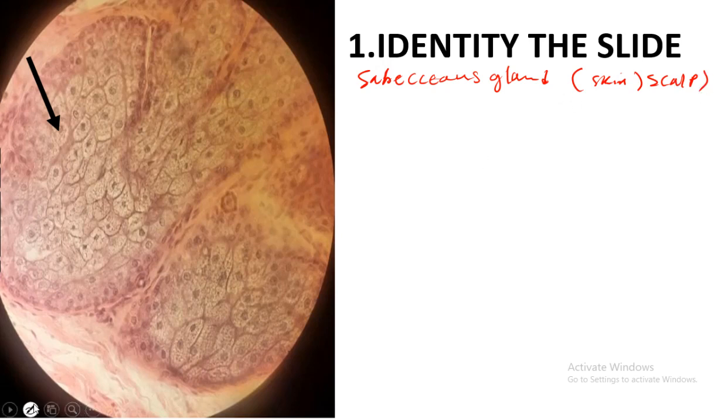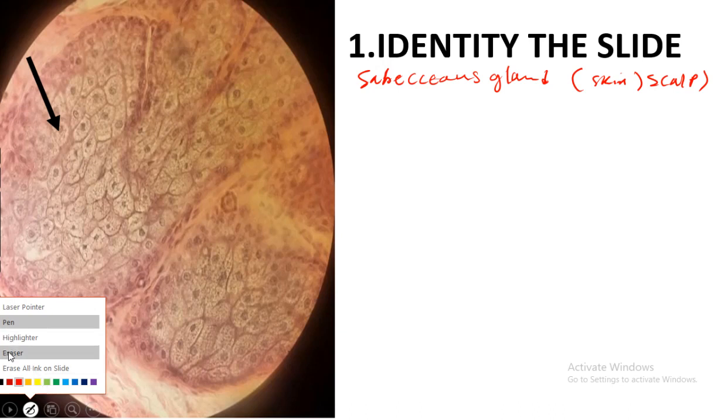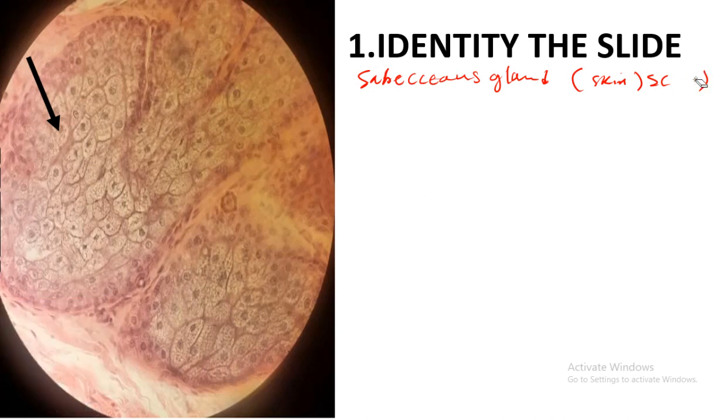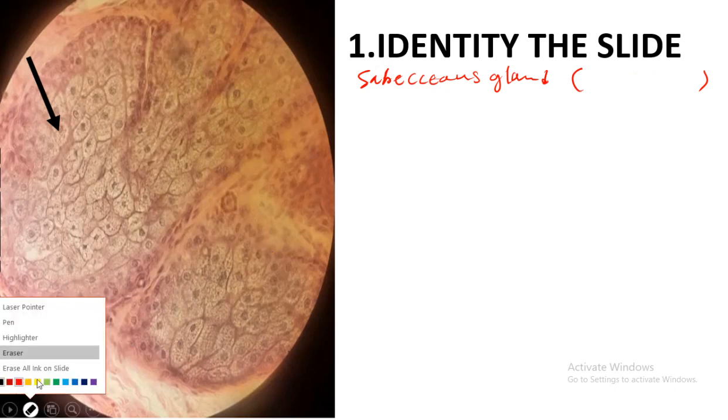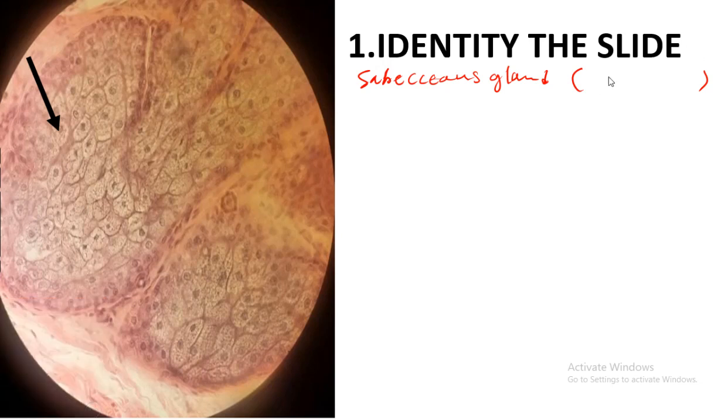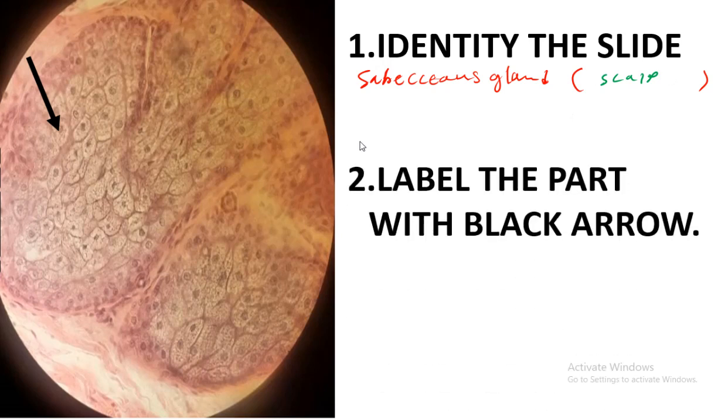So make sure that you are able to know where the slide was gotten. You can also give such details in your explanation. So in this case, we can even put the scalp inside there just to be a little bit specific. I labeled the part with the black arrow. If you look at the black arrow, it's just pointing at that part, and this part is just the nucleus. Nothing more, nothing less, just the nucleus.